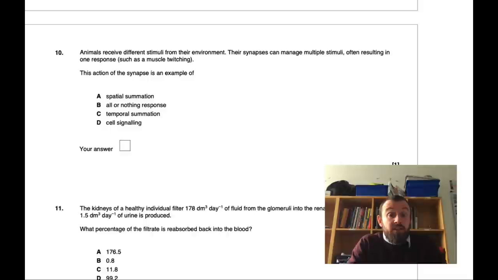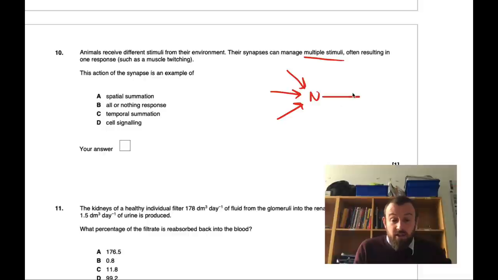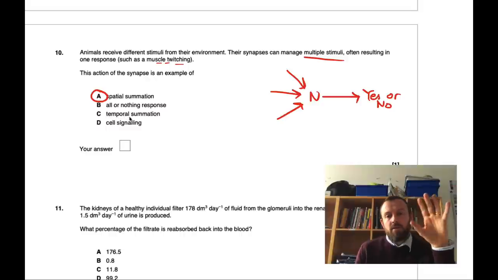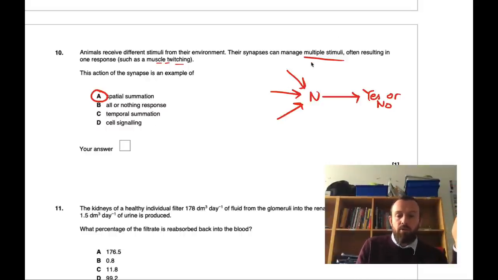10. Animals receive different stimuli from their environment. The synapses can manage multiple stimuli, often resulting in one response. This is summation. Okay, well, what type of summation is it? Can manage multiple stimuli at once. So when I hear multiple stimuli, I think of one neuron getting lots of different stimuli and then making a decision, yes or no, whether to fire or not. So multiple different stimuli, yes or no, whether it's going to fire to twitch a muscle. So I would call that spatial summation. Temporal summation might have been tempting, but I think it's this multiple stimuli that implies spatial summation, and that is the right answer.